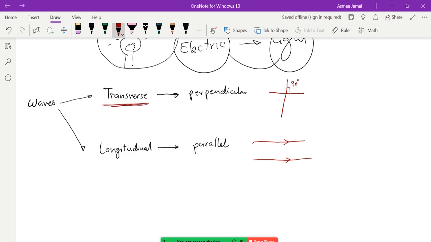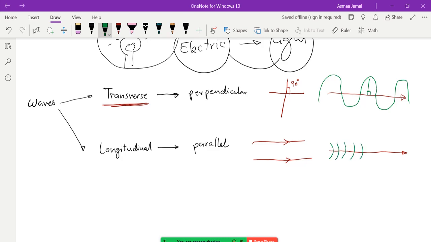In transverse waves, this is the direction of movement, but the waves move in this way, up and down, perpendicular to the direction of movement. In the parallel kind, this is the direction of wave movement, and the waves move in the same direction, parallel to the direction of the wave.